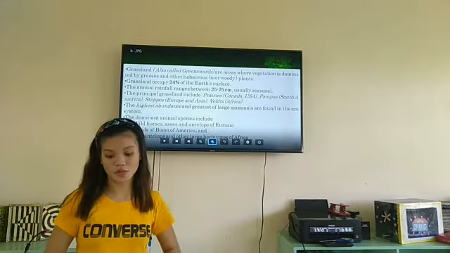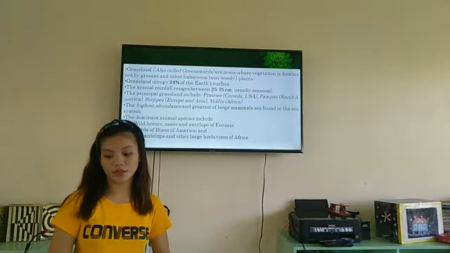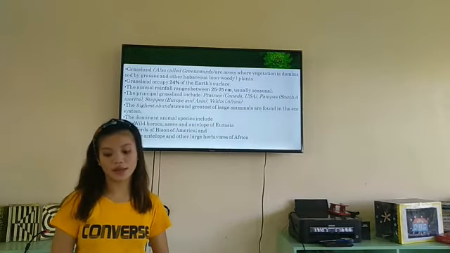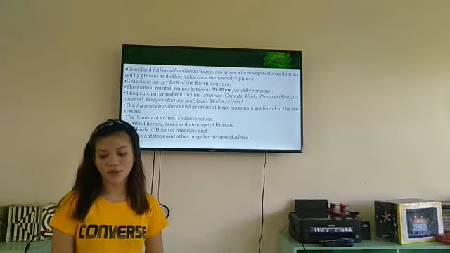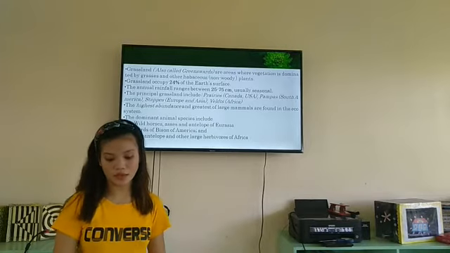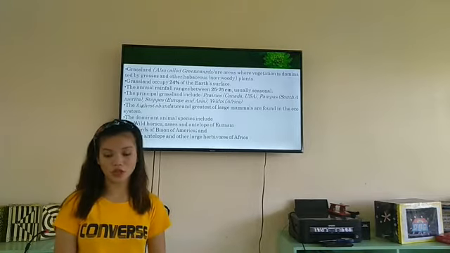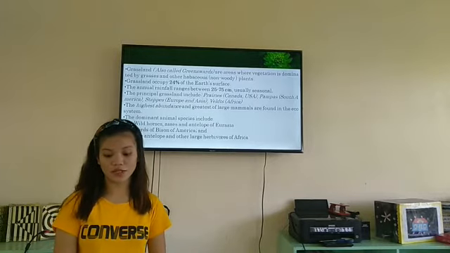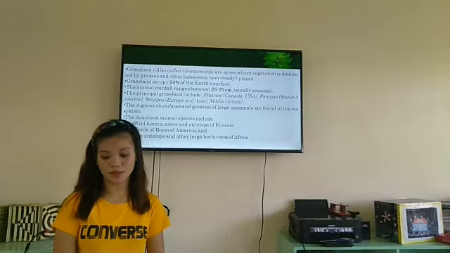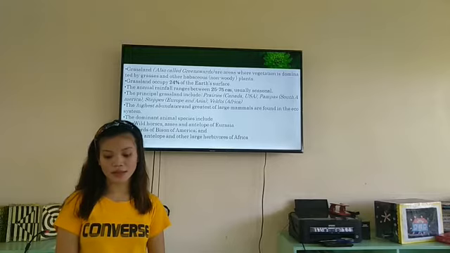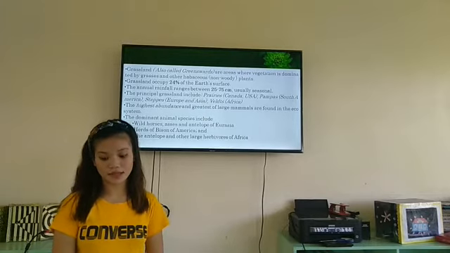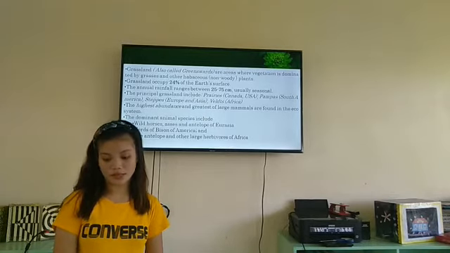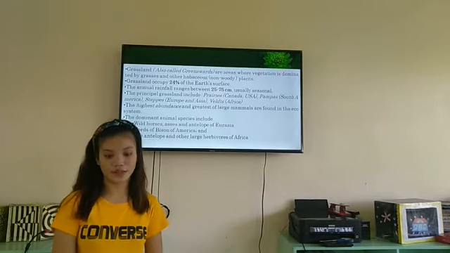Grasslands, also called greensward, are areas where vegetation is dominated by grasses and other herbaceous or non-woody plants. Grasslands occupy 24% of the Earth's surface. The annual rainfall ranges between 25 to 75 centimeters, usually seasonal. The principal grasslands include prairies, Canada, USA; pampas, South America; steppes, Europe and Asia; and velds, Africa.